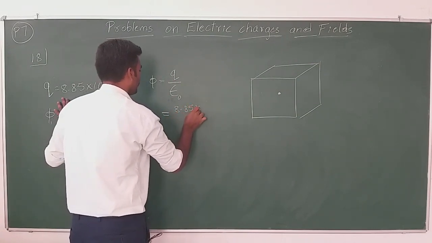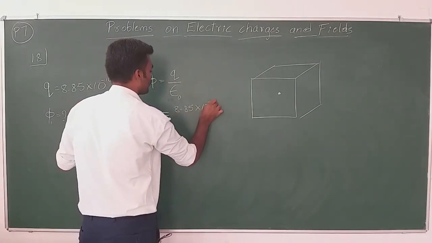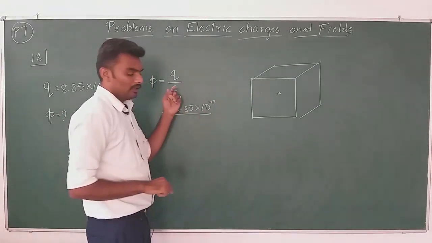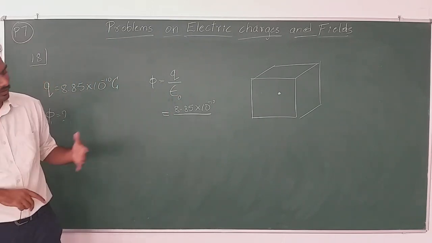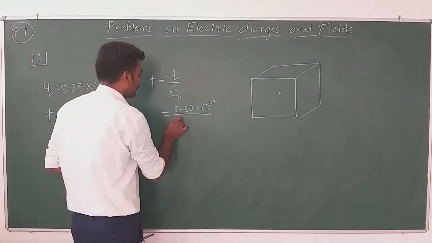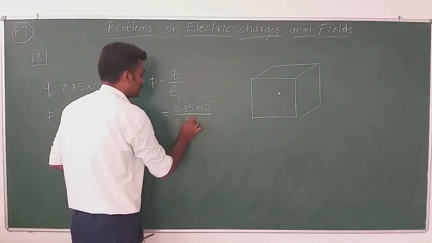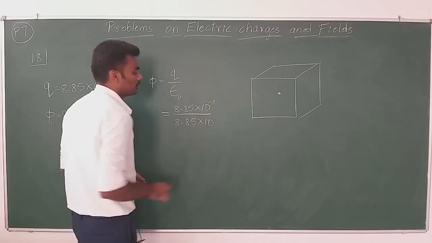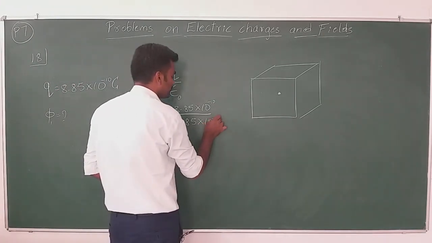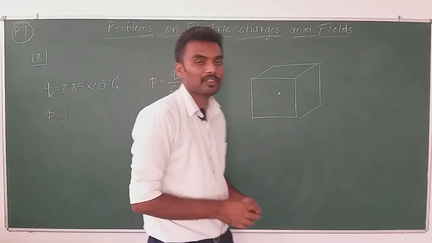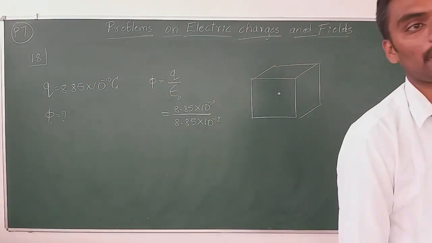So now Q is 8.85 into 10 to the power of minus 10, and the value of epsilon naught is 8.85 into 10 to the power of minus 12. You need to memorize this value, the value of epsilon naught.